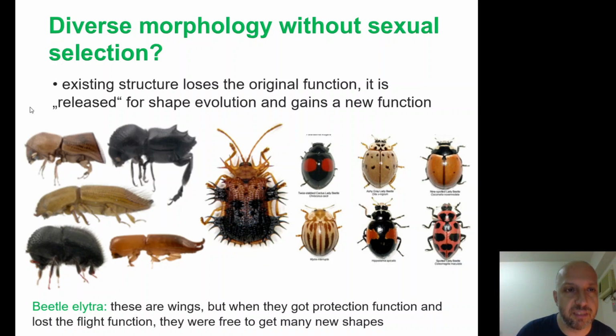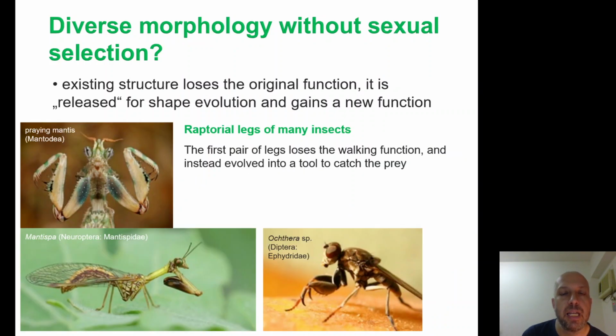So here the elytra, the first pair of wings, were actually released for some new function. They are free to change because they are not limited by being used for flight. That means they can make spines, thorns, coloration. They can be used for many different cool and new things which they were not used for in any other insects before, right? Another example are the so-called raptorial legs.